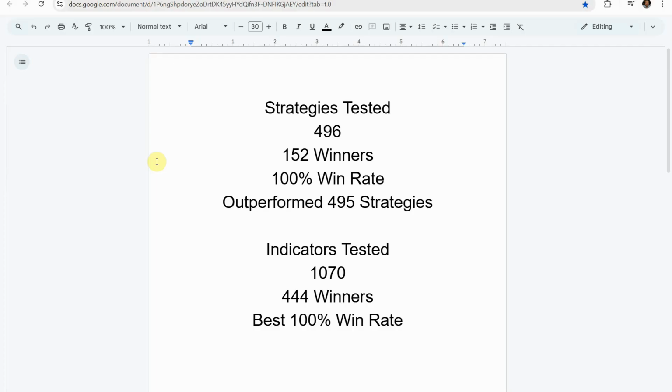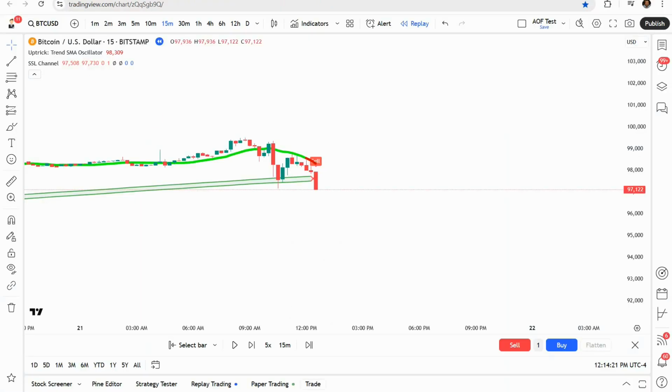Alright, as I said, today we will be testing a crypto day trading strategy. Before we do though, I wanted to put the testing scoreboard up for everyone to see. So to date, we have tested a total of 496 different strategies. The best one so far was able to achieve a 100% win rate. That was achieved using the Academy of Forex indicator to trade the crypto scalping strategy that I'll mention in this video on a live trading account.